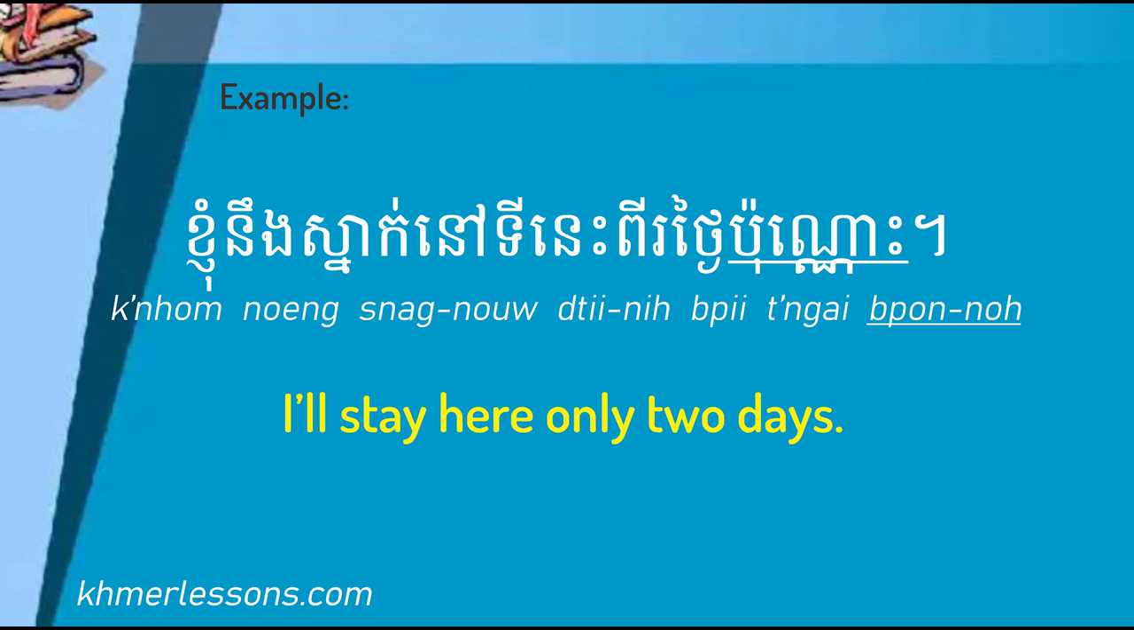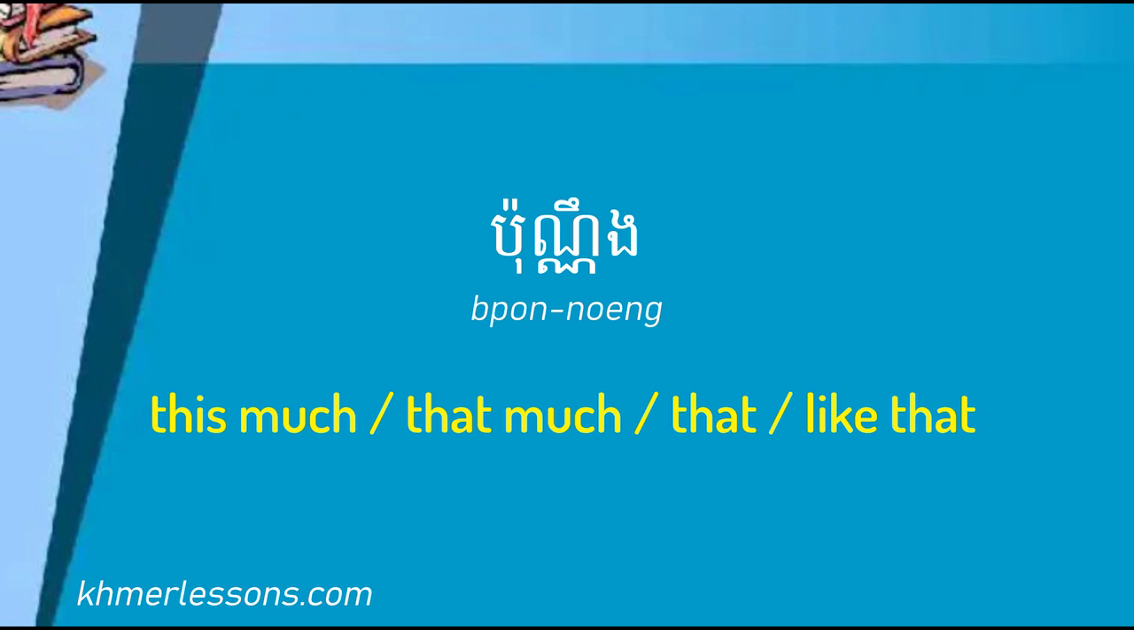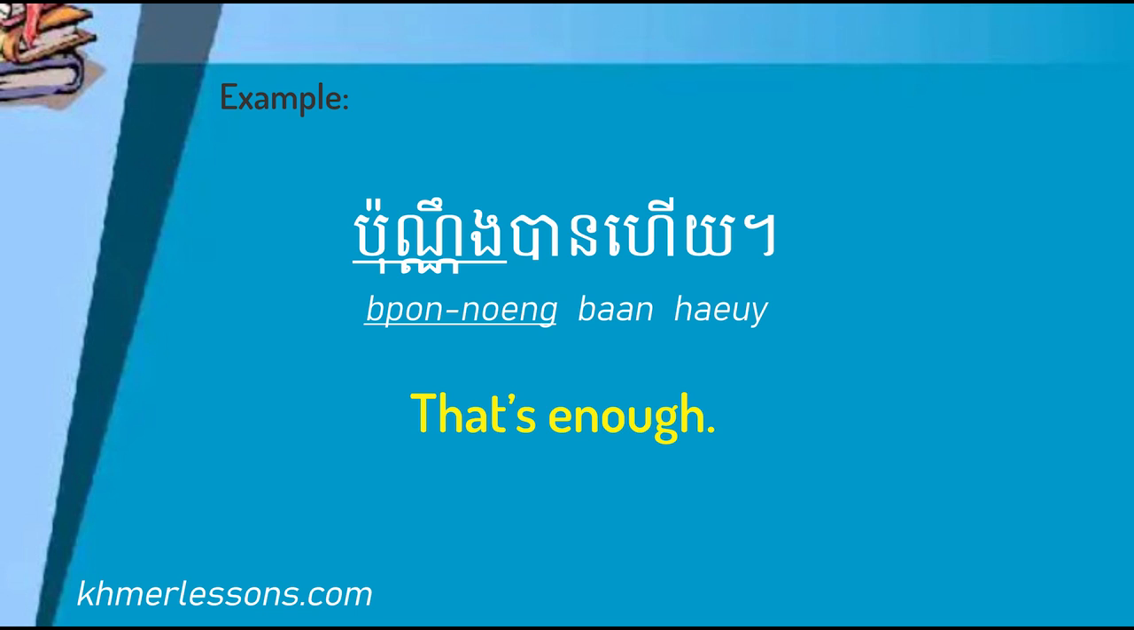So, now let's see the last one, pon nang. Pon nang, we have many words in English, like this much, that much, like that. So it's hard to use a specific word for pon nang. Now let's see an example. For example, you say that's enough. Say you go to the restaurant and then you say that's enough. And in Khmer you just say pon nang ban hai. That's enough.